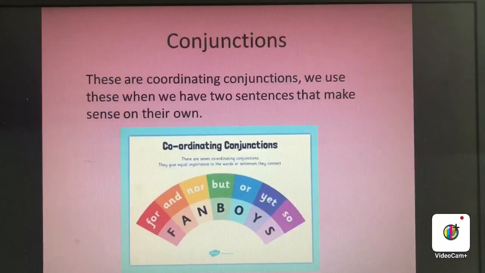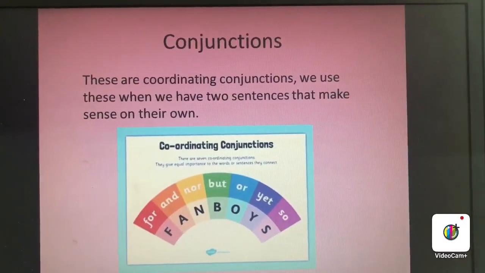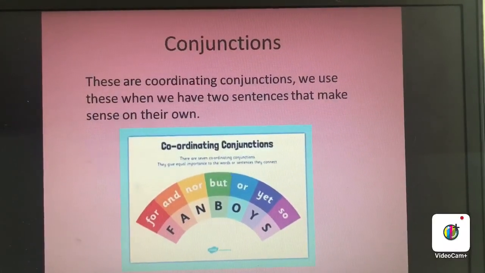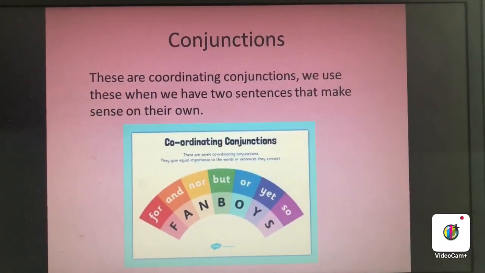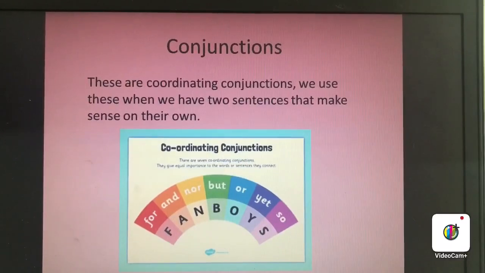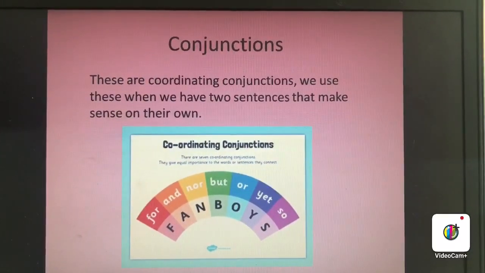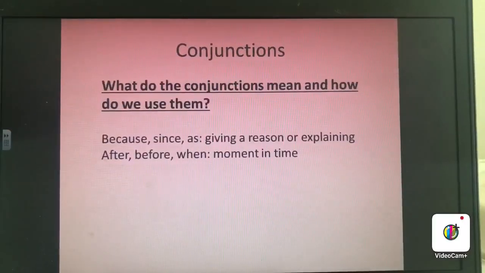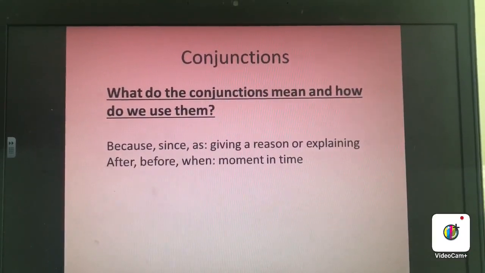These are coordinating conjunctions. We use these when we have two sentences that make sense on their own. We can remember coordinating conjunctions by FANBOYS. For, and, nor, but, or, yet, so. Let's have a look at some more conjunctions.